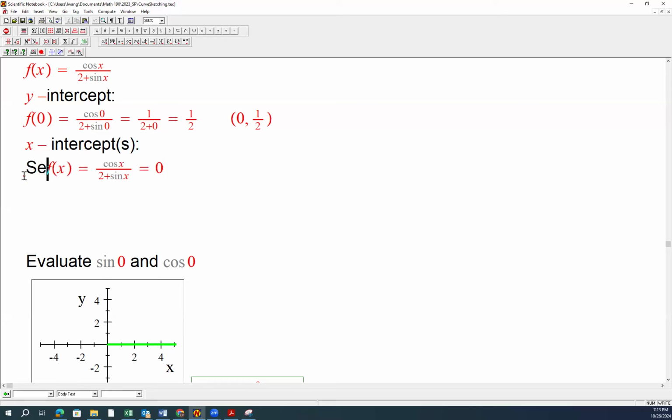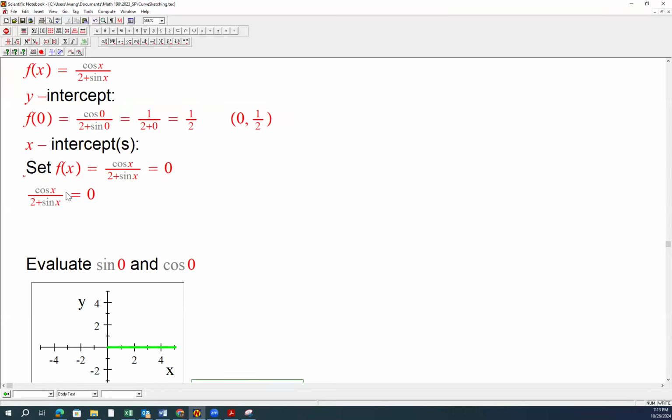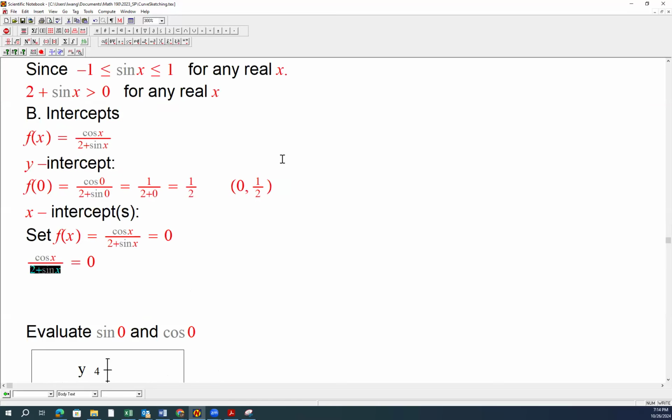When we set this equal to 0, we end up solving this equation. 2 minus sine x is always positive, right? We studied that earlier. 2 plus sine x is always positive. We can multiply both sides by 2 plus sine x.